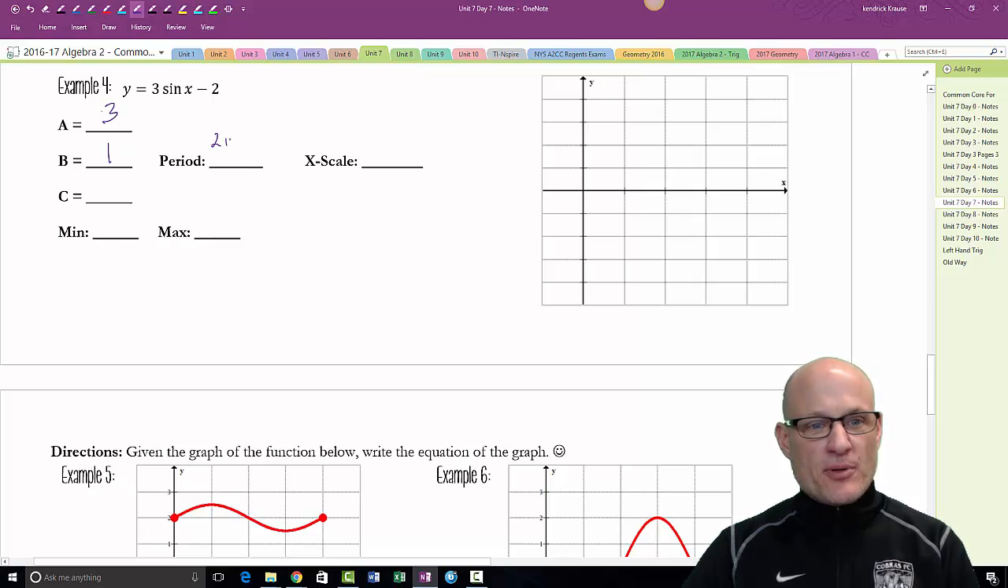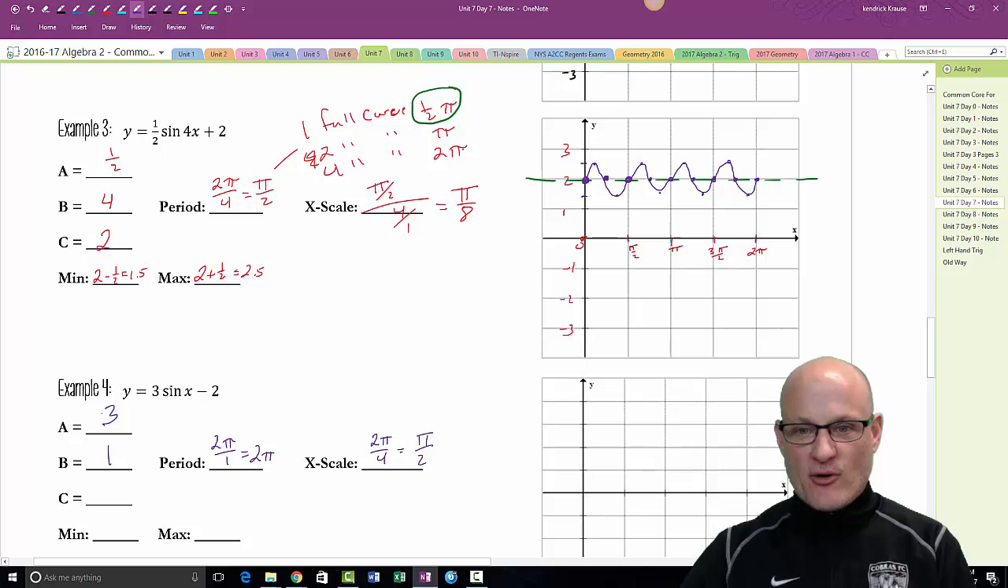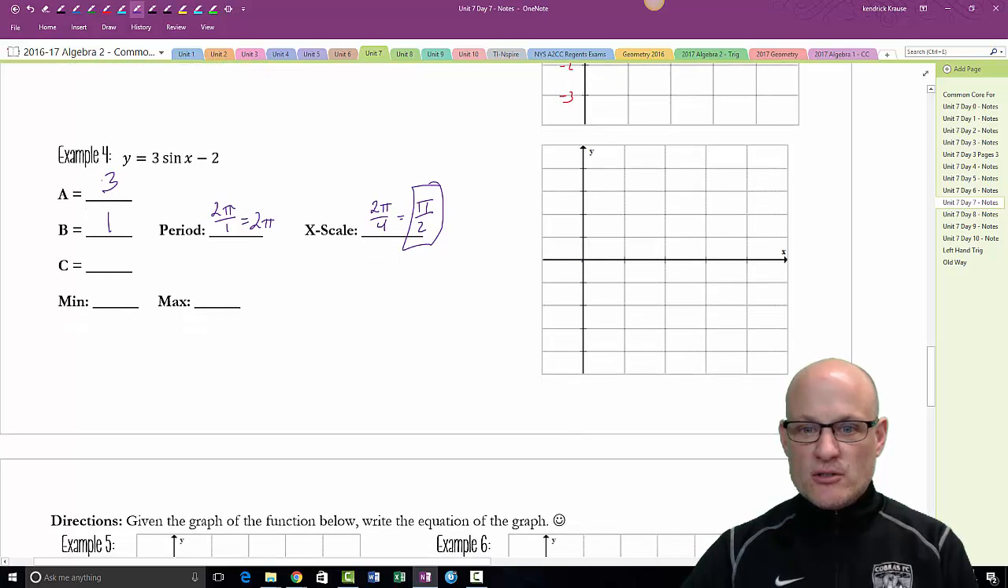3. 1, 2 pi over 1, which is just 2 pi. My x scale is going to be 2 pi over 4, which is just pi over 2. Now, by x scale, I guess what I'm talking about now is every peak and valley are going to be at every pi over 8, I guess. This one, I've just got to worry about pi over 2s. So this one, nothing special here. Pi over 2, pi, 3 pi over 2, and 2 pi.